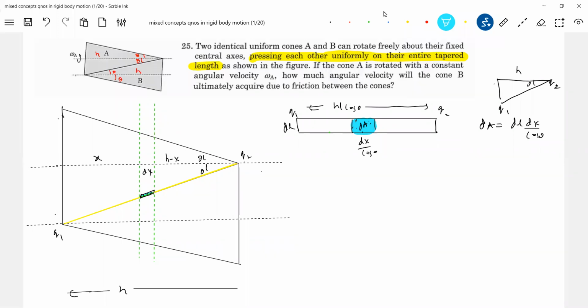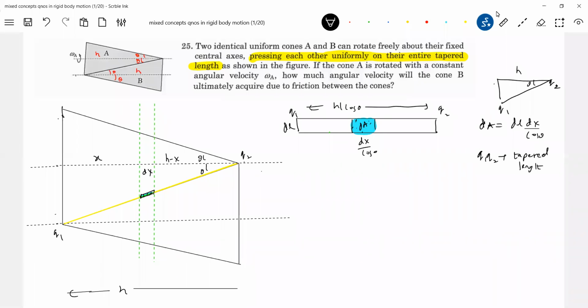Okay, let's come to this one. The cones are pressing each other uniformly on their entire tapered length. What do you mean by tapered length? Where the radius decreases, that's called a tapered length. This Q1Q2 is called the tapered length. I think we should be very good in our English also, no? So many things are needed.